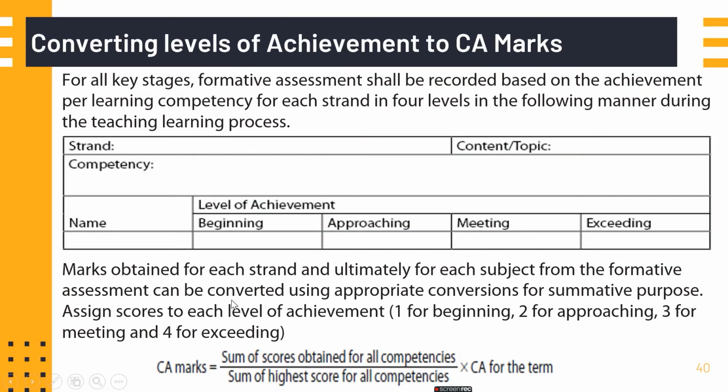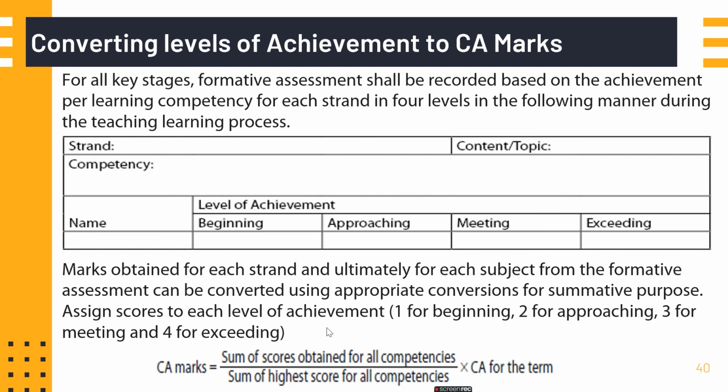Then we need to convert all these to recording to get the CA marks. So what we need to do is, for all the key stages, the assessment shall be recorded based on the achievement per learning competency for each strand in 4 levels in the following manner during the teaching learning process. So this is a template that we can use: strand, content, topic, competency, then name of the child, and then the level of achievement. And then from there, using this template for each term, we need to convert and get the CA marks. So marks obtained for each strand and ultimately for each subject from the formative assessment can be converted using appropriate conversions for summative purpose.